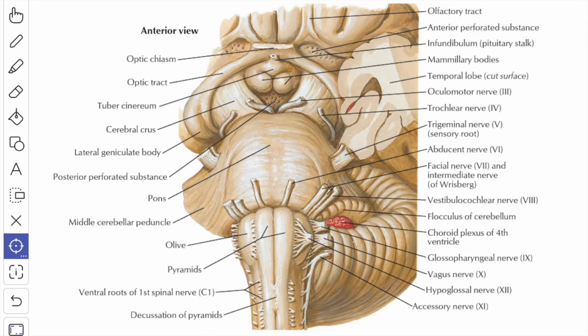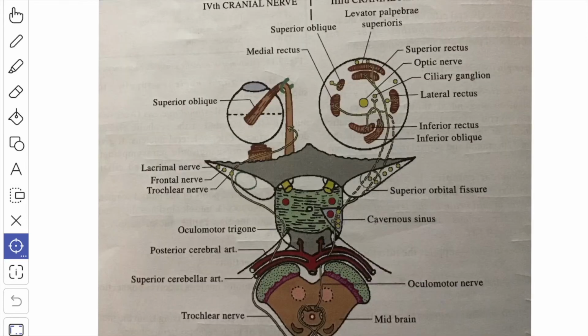In this picture you can see this is the trochlear nerve which winds around the basis pedunculi. So it winds around the basis pedunculi and emerges between the temporal lobe and the basis pedunculi. This is a schematic picture to show the trochlear nerve course. This is the trochlear nerve nucleus. From there the nerve decussates and then winds around the basis pedunculi.